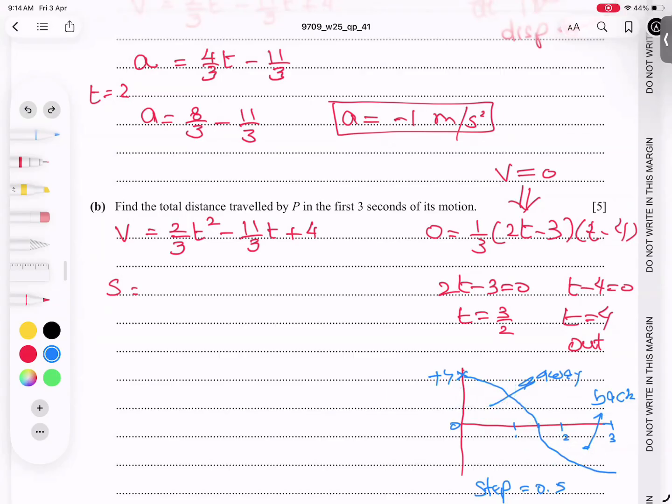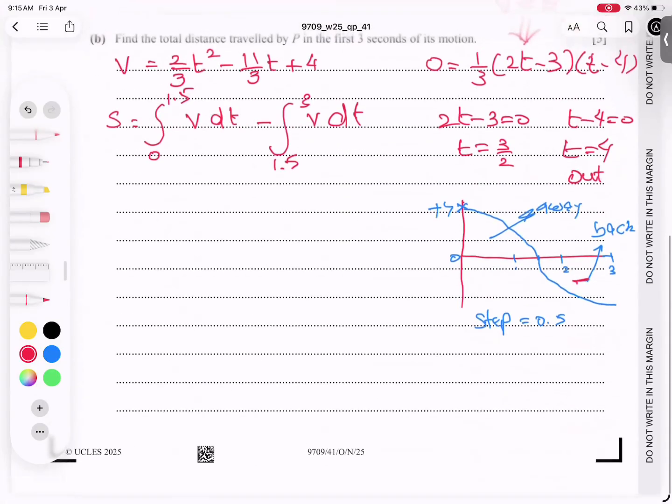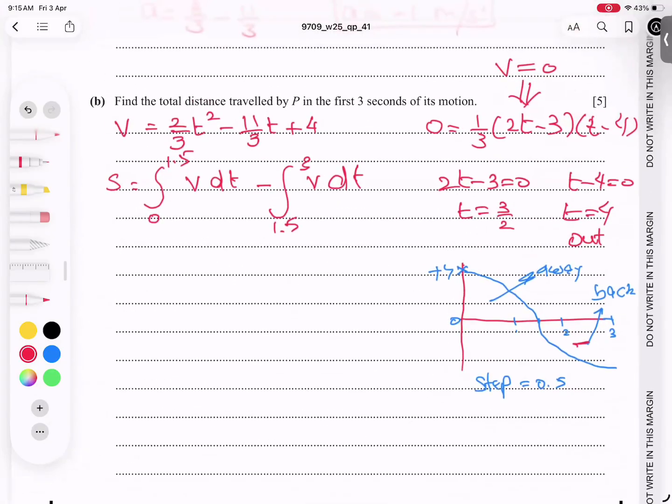So how can we compensate, how can we adjust this? We can do this distance. We will break it into two parts: first 0 to 1.5, then a negative sign, and 1.5 to 3. You may ask, why put a negative sign here? The reason is that this value is negative, and negative into negative gives us positive. And here I'm writing the velocity, and I'm going to integrate velocity. So let's start. The idea is very clear, and now I'm going to integrate it.